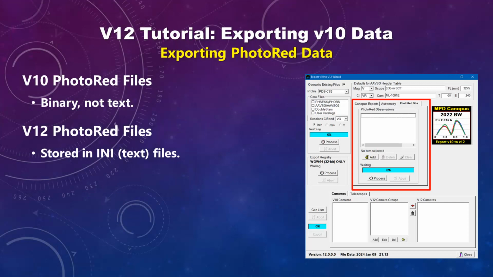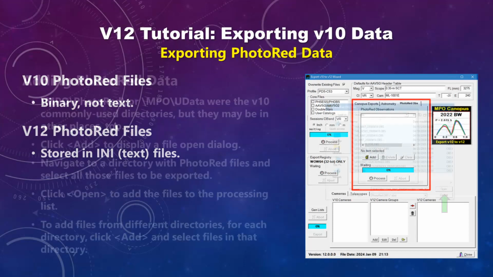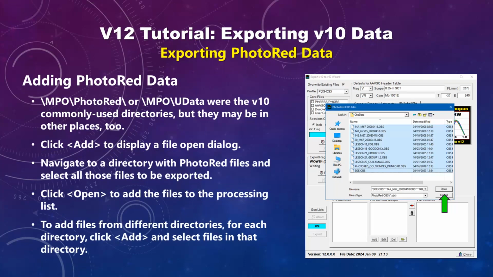Even though the version 12 INI files are formatted text files, you should not edit them unless you're sure of what you're doing. The steps for adding PhotoRed files are the same as for the astrometry data, but there is no need to set the focal length units. And in this case, the files should have an OBS extension. In version 10, they were usually stored in the UData or PhotoRed directory under the MPO root, but they could be any other directory that you might have used.